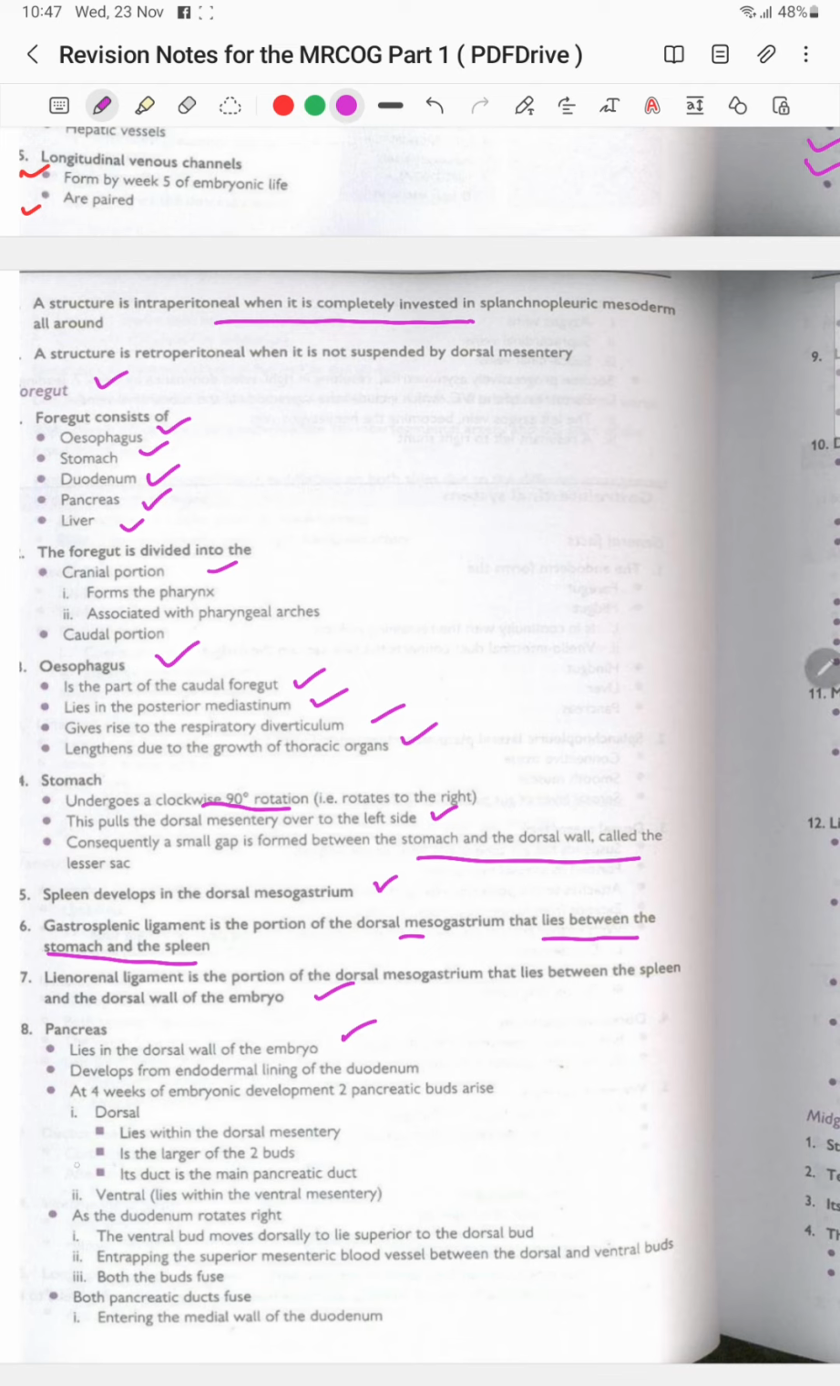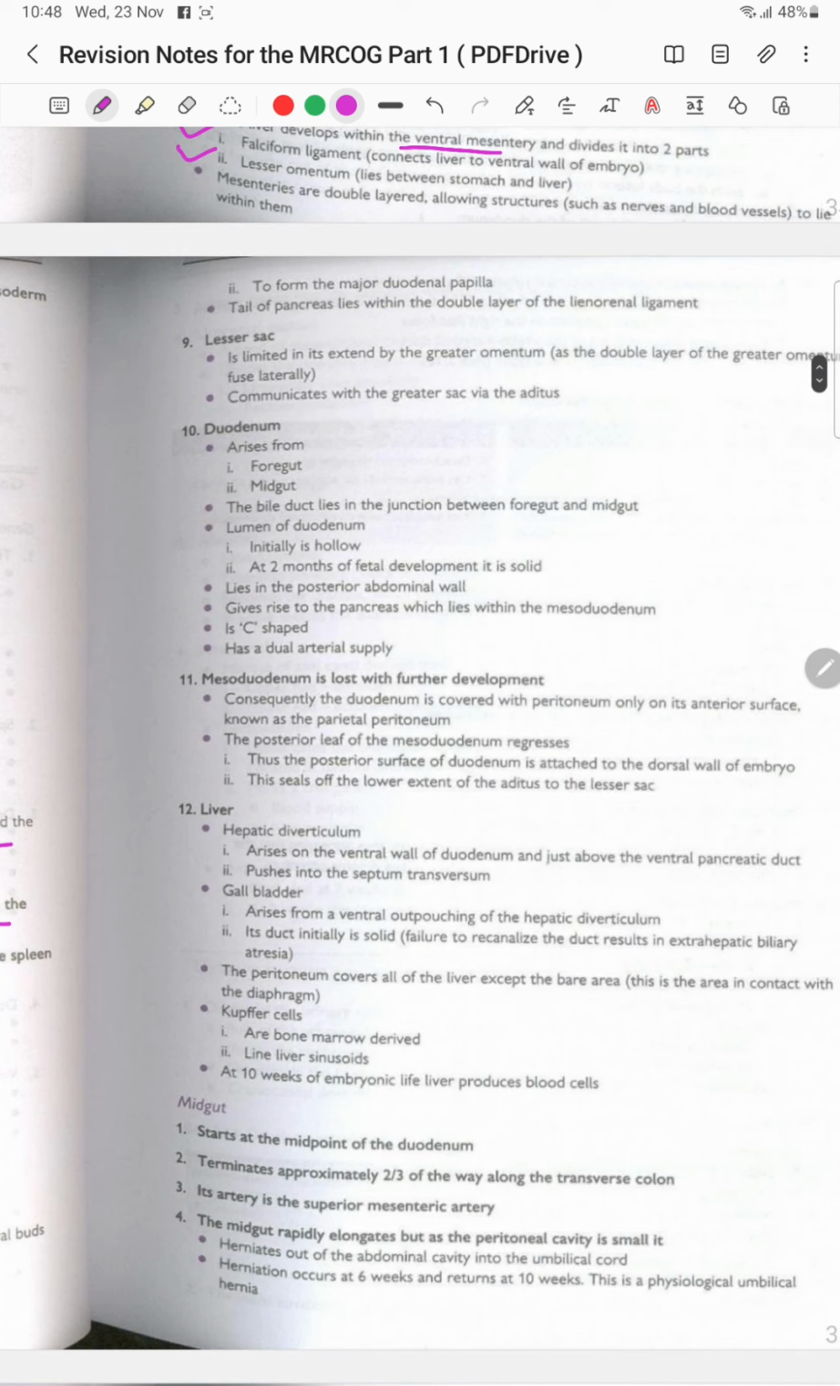The ventral bud lies within the ventral mesentery. As the duodenum rotates right, the ventral bud moves dorsally to lie inferior to the dorsal bud, entrapping the superior mesenteric blood vessels between the dorsal and the ventral buds. Both the buds fuse, and both pancreatic ducts fuse, entering the medial wall of the duodenum to form the major duodenal papilla. The tail of the pancreas lies within the double layer of the splenorenal ligament.